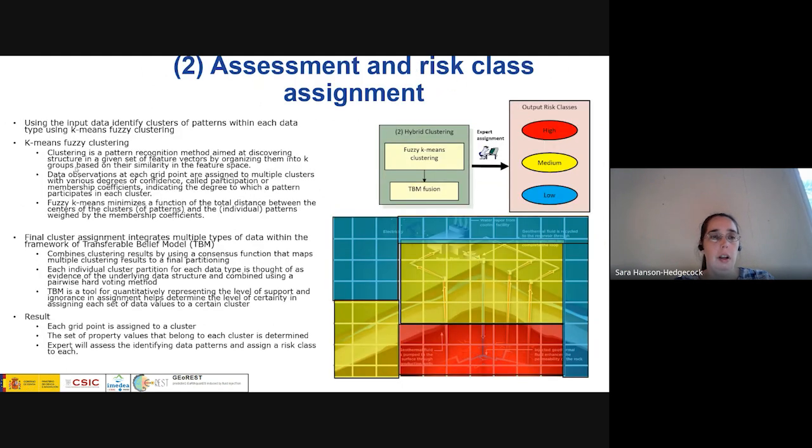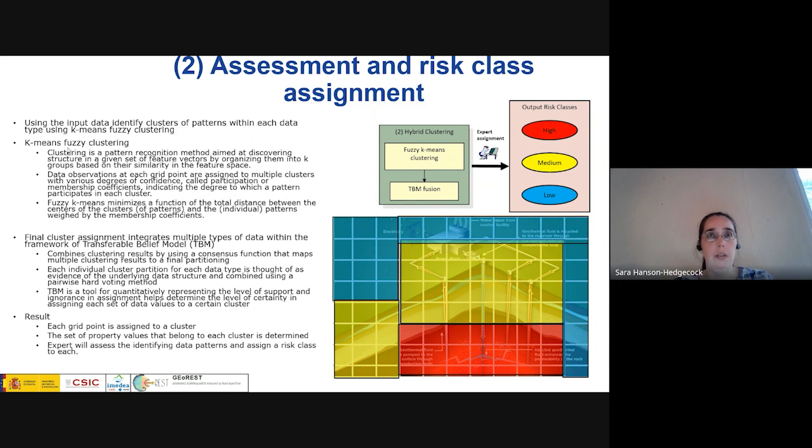This is just a combination of unsupervised k-means clustering, which aims to identify the natural patterns within your data set, and then combining those clustering results together using a consensus function to combine all that evidence and give you a higher level of certainty about your analysis.